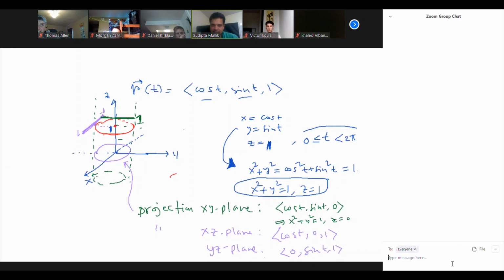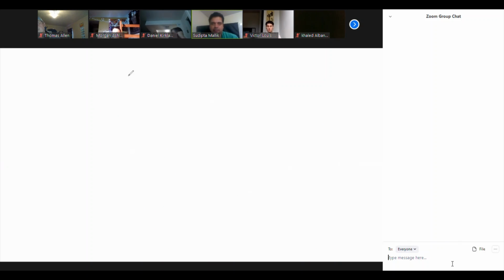Now we'll do another example. Any question regarding this? Okay, so let's do another example, which is similar, but not exactly the same: cosine t, sine t, and t. And t can go anywhere, so t is negative infinity to positive infinity. So this is the domain.